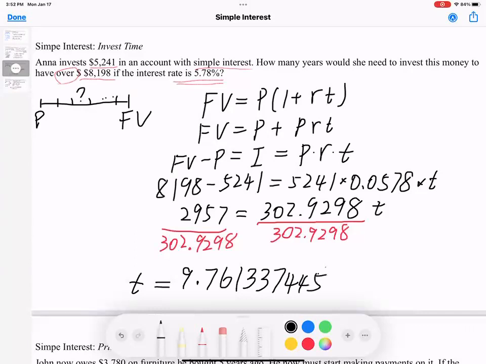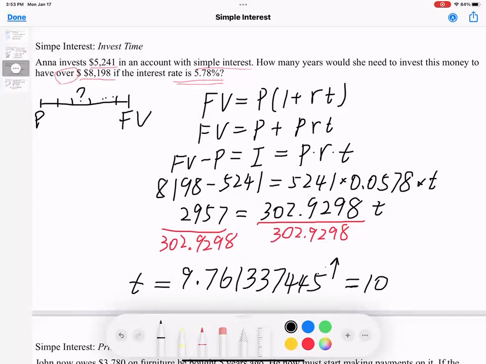Intuitively, the interest payment is made once every year. So 9.76 years means that if it's below 9 years of annual interest, we will not be able to get $2,957 of interest. That means the total money in the account will be below 8,198. So we have to round up to the next whole year, to 10 years.